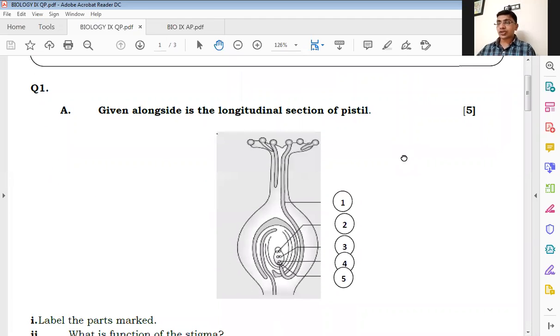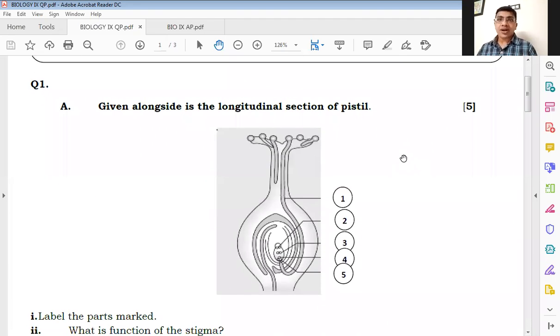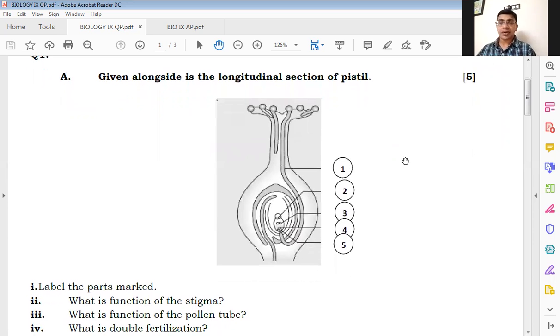The first question for 9th standard biology cyclic test 3 is: given alongside is a longitudinal section of a pistil, and you're supposed to answer a couple of questions based on this diagram, right? You guys know that this is a diagram of a carpel and there are certain labelings given as 1, 2, 3, 4, 5. You're supposed to label the parts which are marked. So now let's see the answer here.